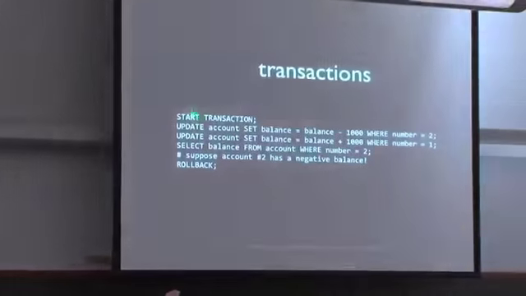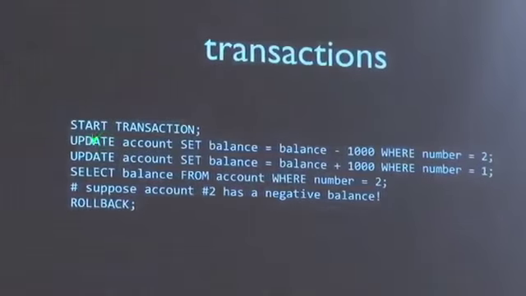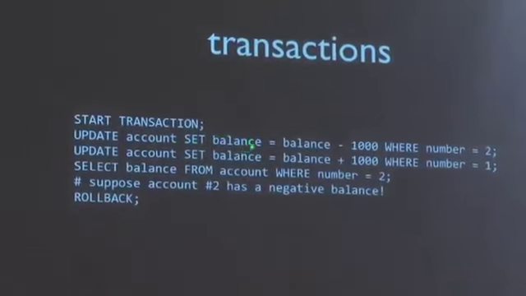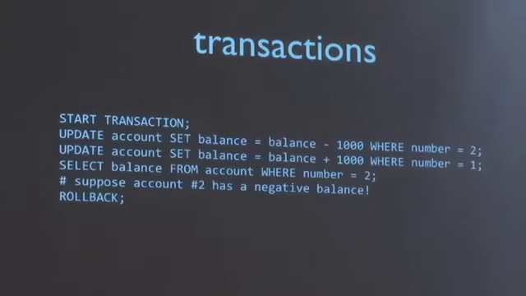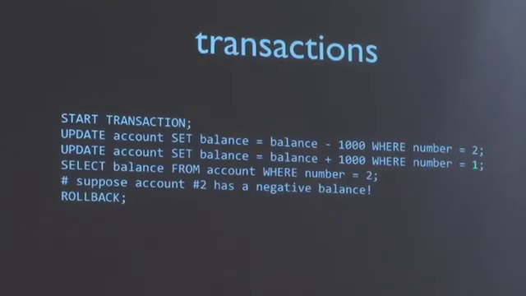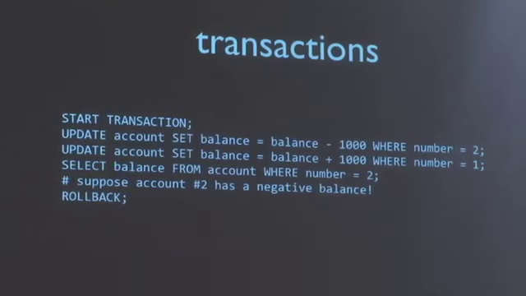And by this I mean the following. Start transaction. Let me go ahead and update the account, setting the balance equal to balance minus 1,000 where the account number is 2. So in other words, debit $1,000 from this account. Then go ahead and add $1,000 to this account, account number 1. And then let me do a sanity check. And there might be some PHP code intermingled here. We're just looking at the SQL queries, top to bottom. Select the balance from account where number equals 2.